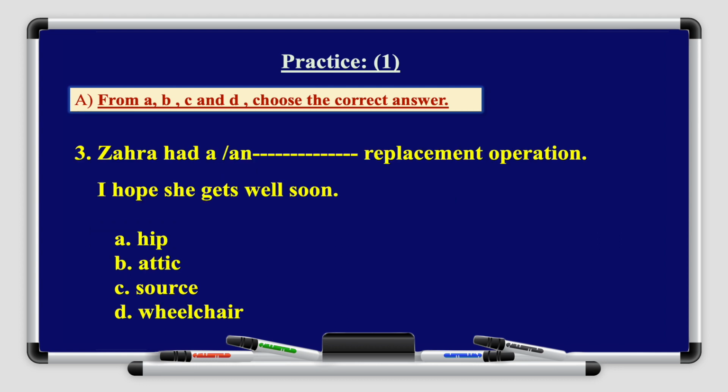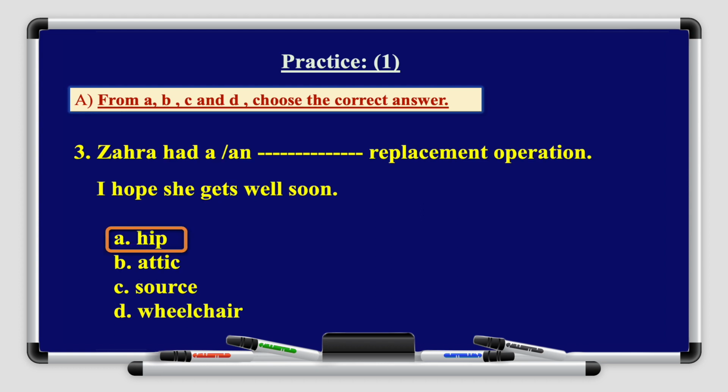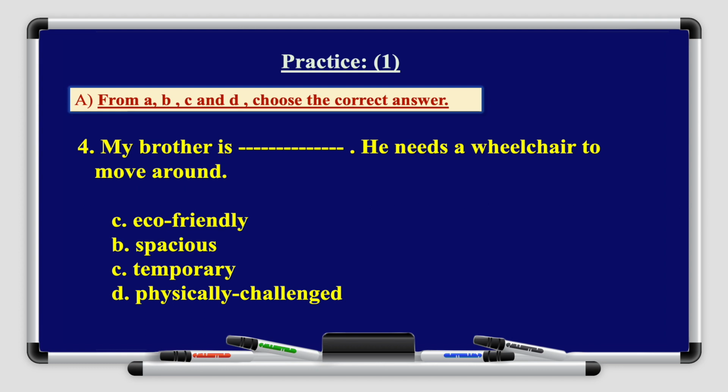Number 3, Zahra had a blank replacement operation. I hope she gets well soon. So A, hip, B, attic, C, source, or D, wheelchair. What's the answer here? So it's A. Zahra had a hip replacement operation. Number 4, my brother is blank. He needs a wheelchair to move around. So my brother is either A, eco-friendly, B, spacious, C, temporary, and D, physically challenged. So who needs a wheelchair? Someone who is physically challenged. So here is D. My brother is physically challenged.